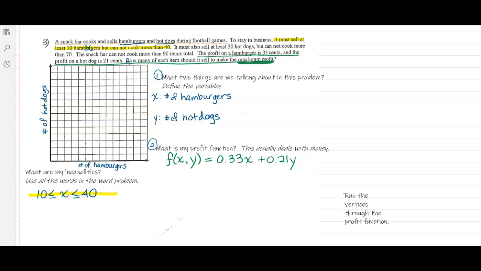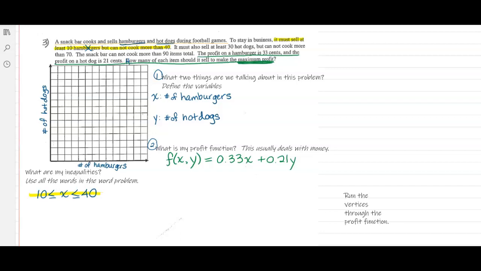Now, you also have the option of saying x is greater than or equal to 10, x is less than or equal to 40. I like taking these two and putting them into one inequality. I think it's just a little more streamlined, if you will. So I'm going to keep it this way. All right, that's what I got from the yellow words.